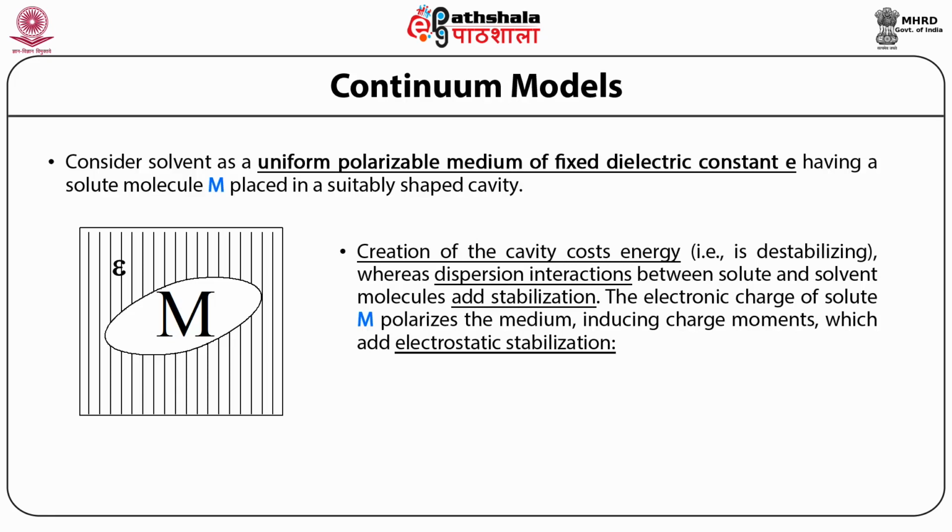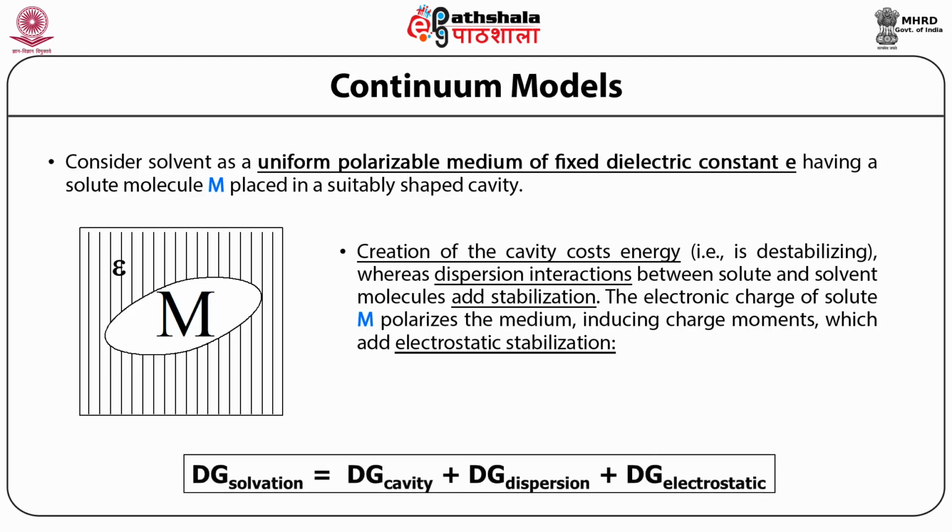It depends on what type of molecule you are putting, the solute you place in the solvent. Now, if we see this, you can explain it by the equation. Delta G of solvation should be represented by delta G cavity plus delta G dispersion plus delta G electrostatics. Now, I haven't put any sign here because it might be favorable or unfavorable.